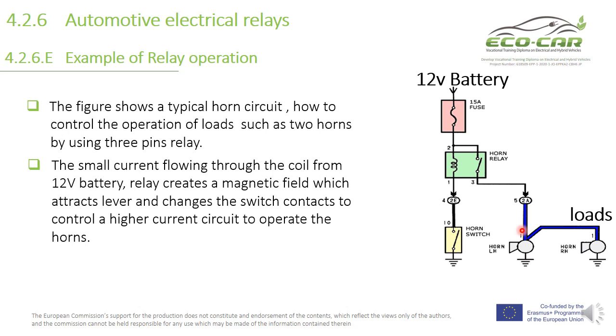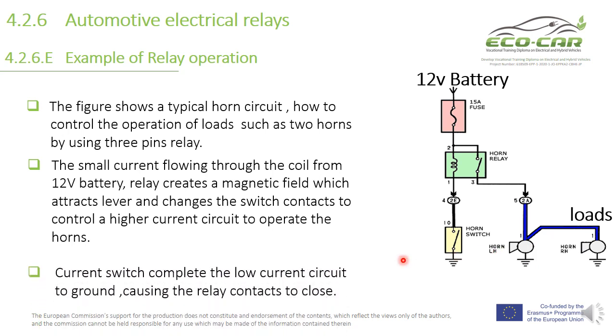to the 2 horns. So we have here a low current controlling a high load circuit that consumes nearly 2 amps, which is the consumed current of the 2 horns. So the switch completes the low current circuit to ground, causing the relay contacts to close.